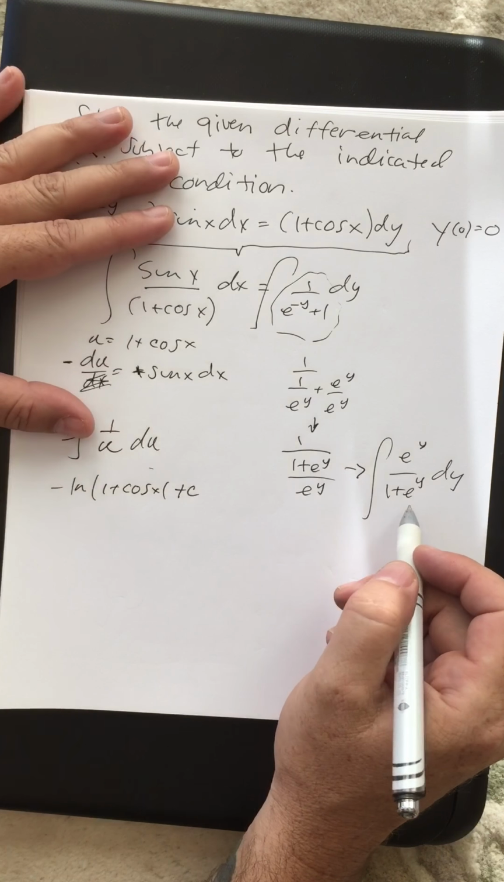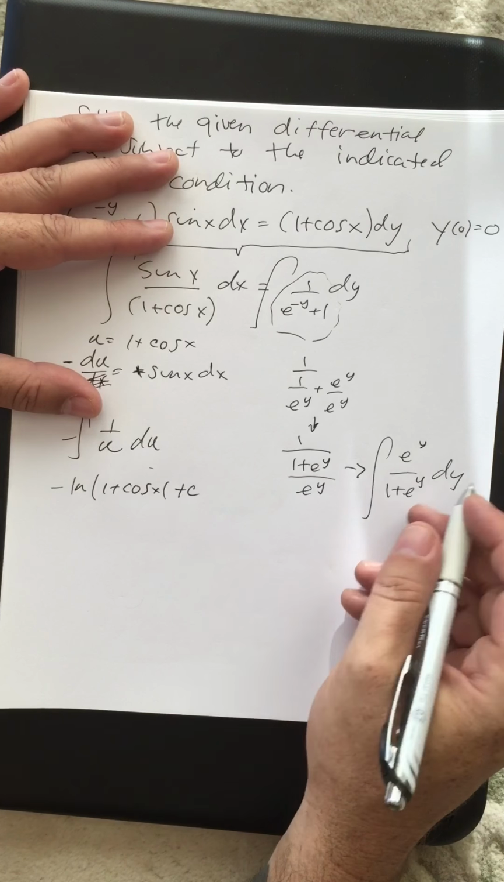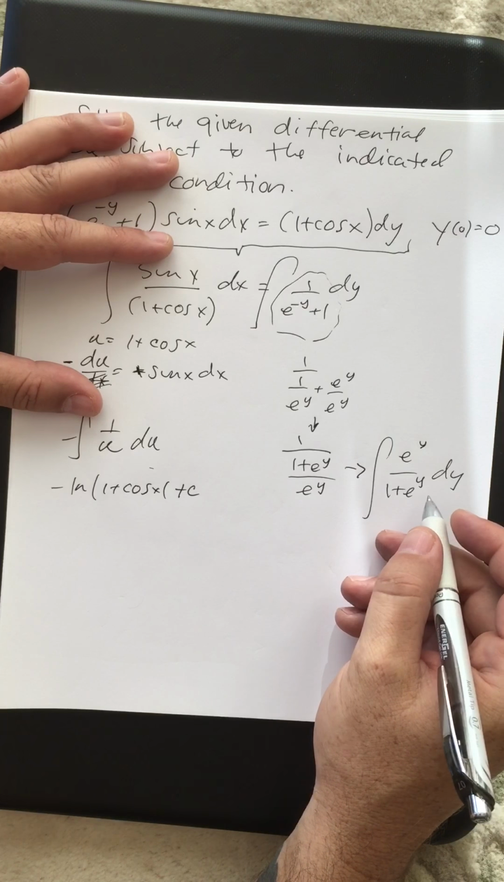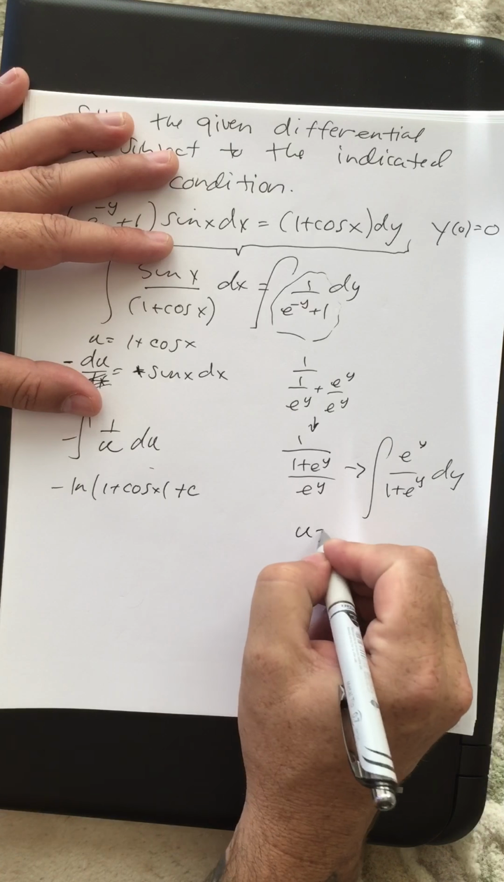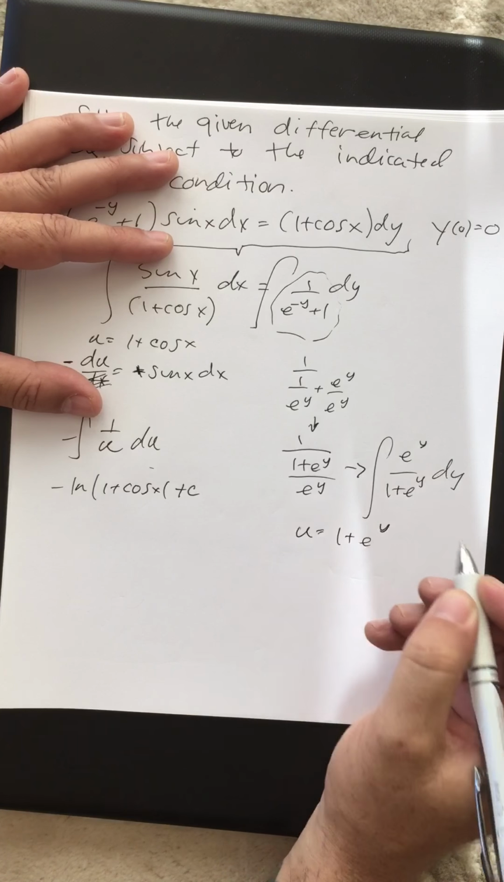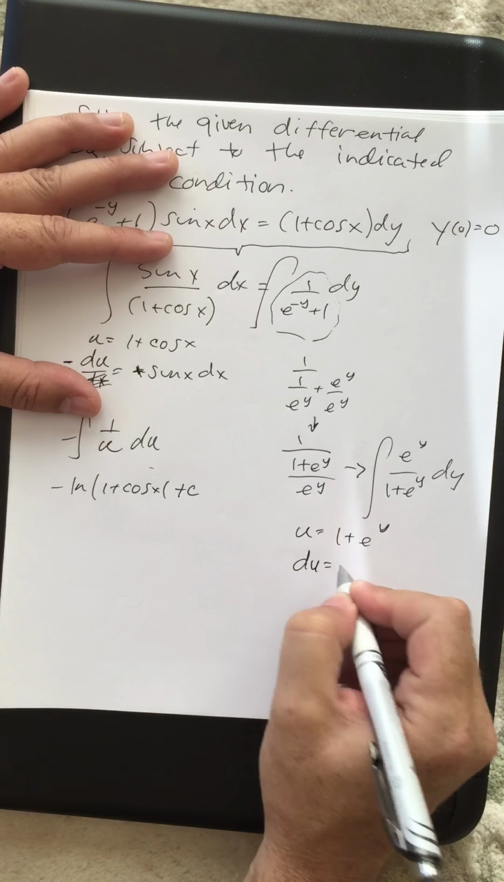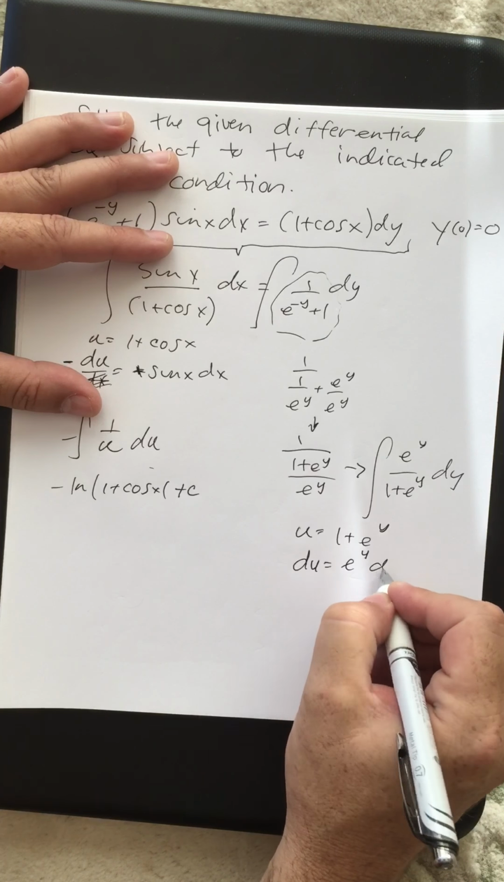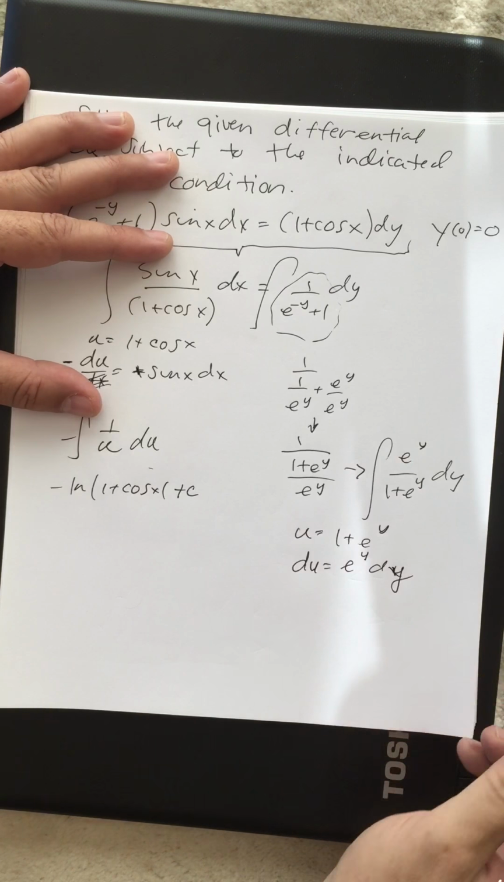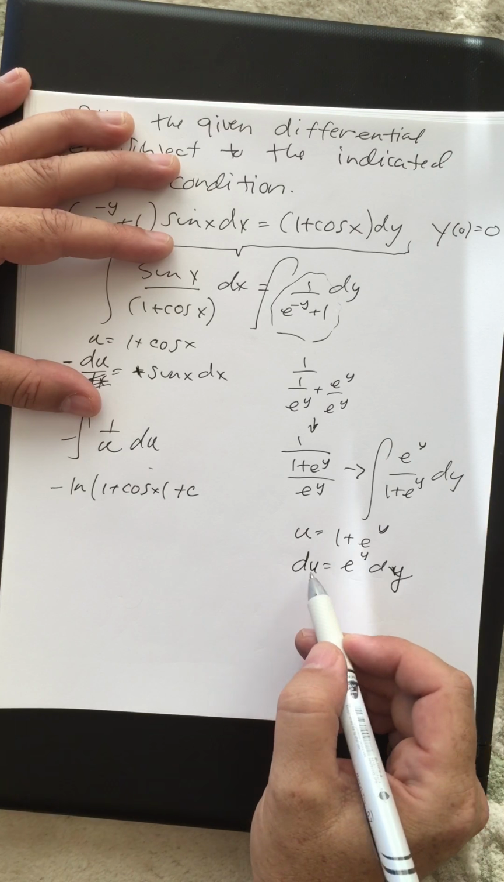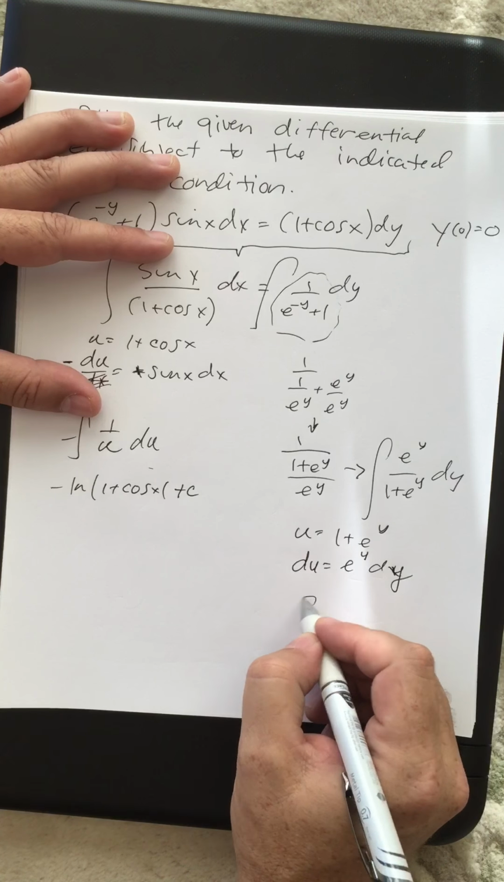Does this look easier to integrate? Well, just let some complicated part of the function equal u. Let's let u equal 1 plus e to the y. Then du equals e to the y dy, because we're in y right now. Okay, so that looks pretty good to me.